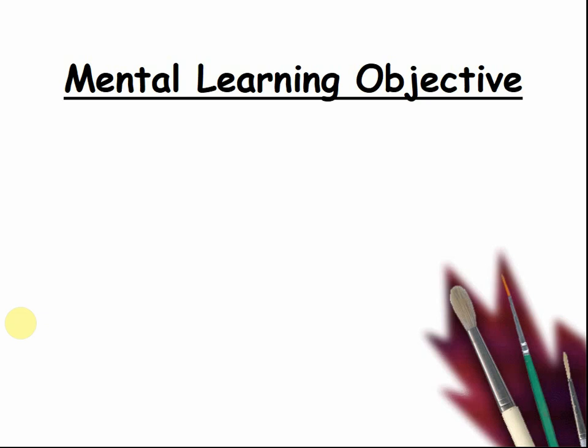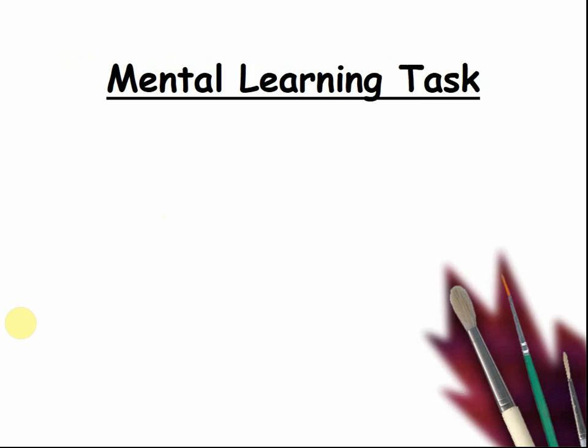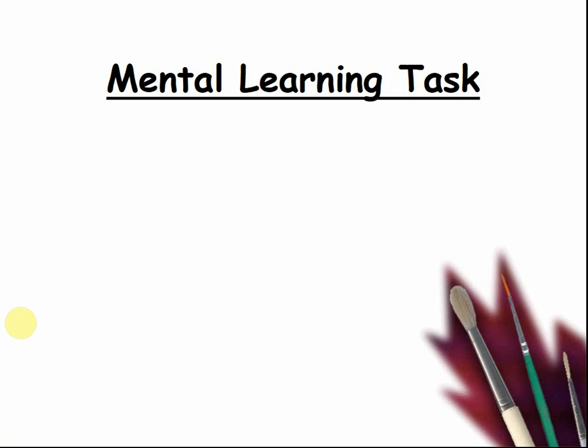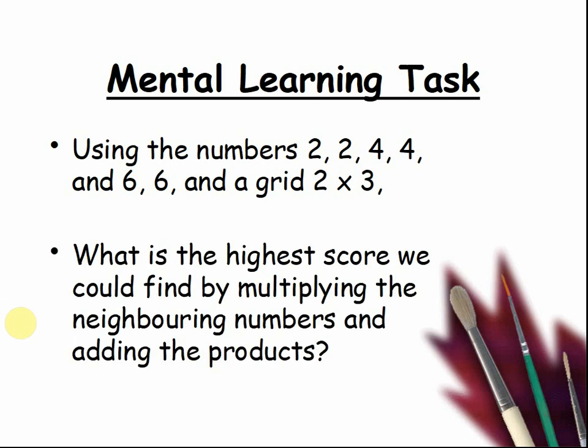Mental learning objective. Make and investigate a general statement about familiar numbers by finding examples that satisfy it. Mental learning task. Today we're going to start by looking at a problem first set in another lesson. Using the numbers 2, 2, 4, 4 and 6 and a grid 2 times 3, what is the highest score we could find by multiplying the neighbouring numbers and adding the products?